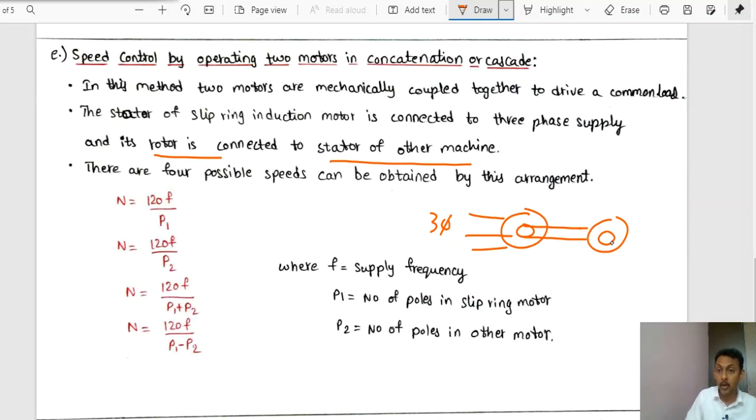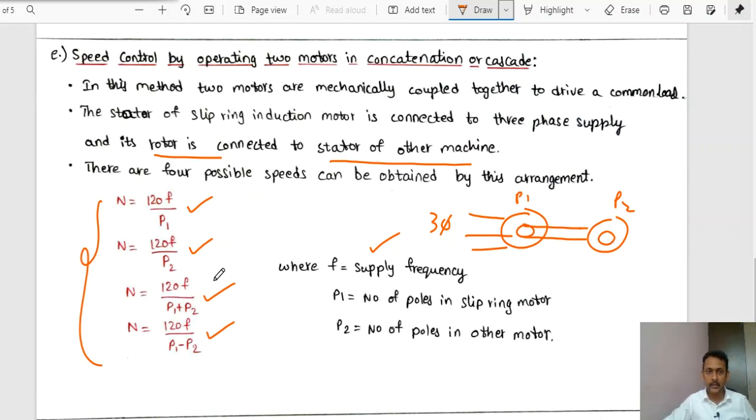Based on that, depending upon the number of poles of machine 1 and the number of poles of machine 2, 4 different possibilities are possible. 120F by P1, that is one possibility. 120F by P2 is another possibility. 120F by (P1 plus P2) or 120F by (P1 minus P2), where P1 indicates the number of poles in the slip ring motor and P2 indicates the number of poles in the other motor. F indicates the supply frequency. So this is how we can achieve the speed control of the three-phase induction motor.